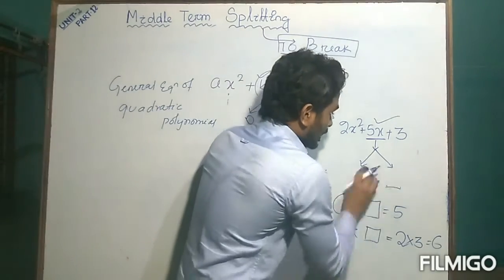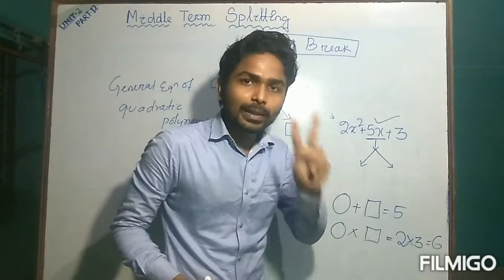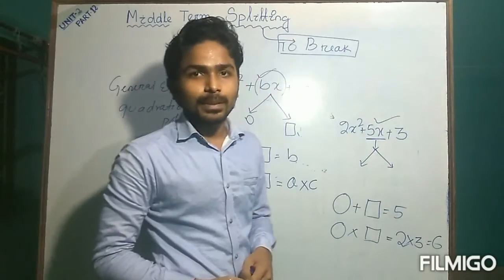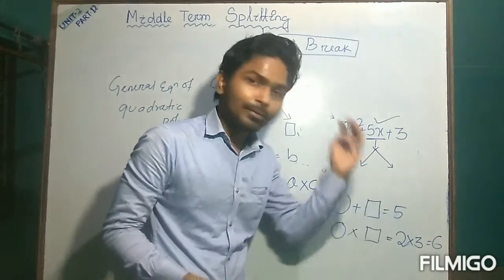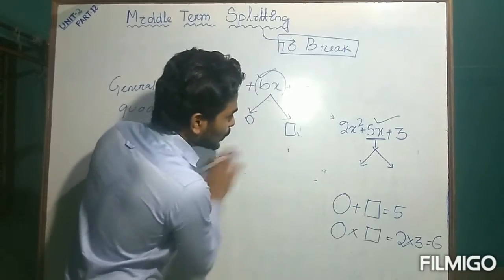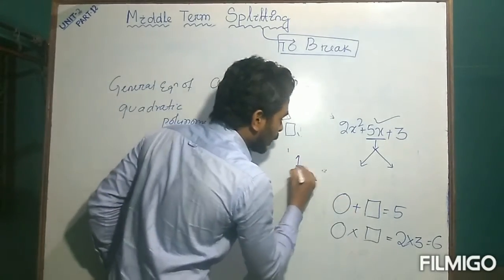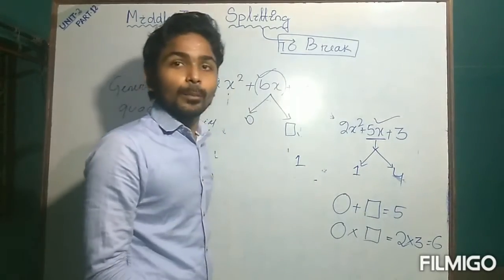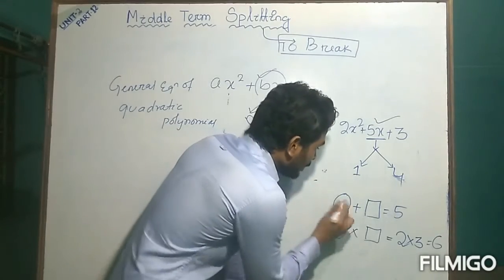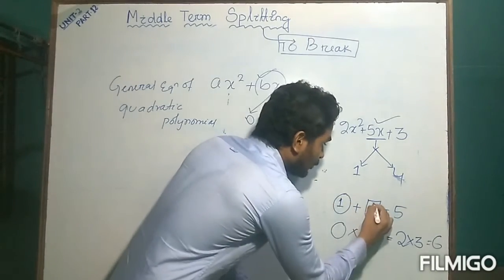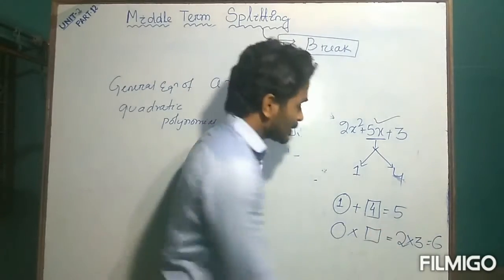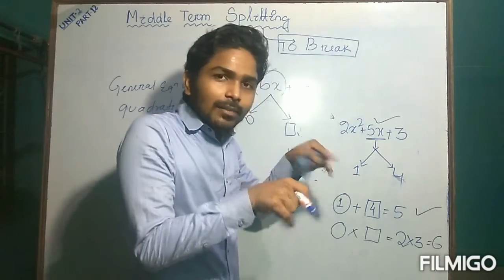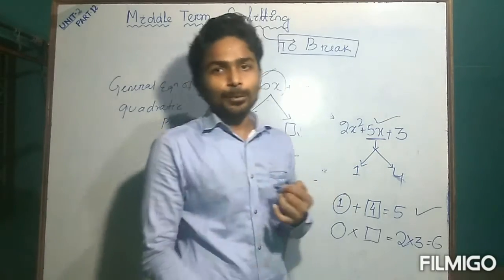Here take two points, assume two points such that whenever they are added, they give 5. Take any two points. Suppose we take 1. Okay, 5 can be divided as 1 and 4. Yes or no? Yes. Why? Because if I put 1 here and 4 here, it will be 5. So it is satisfied. So I can say yes, 5 can be divided into two parts. First part is 1 and second part is 4.